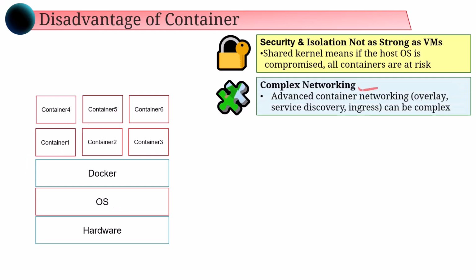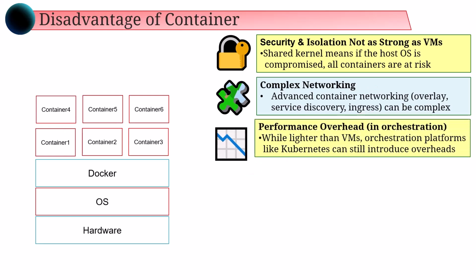Complex networking. Advanced container networking like overlay, service discovery, and ingress can be complex to set up. Containers have to connect with other containers within the server and beyond the servers, and that can be a bit complex to set up. Performance overhead. While containers are very lightweight, when we use orchestration platforms like Kubernetes, they can still introduce overheads.